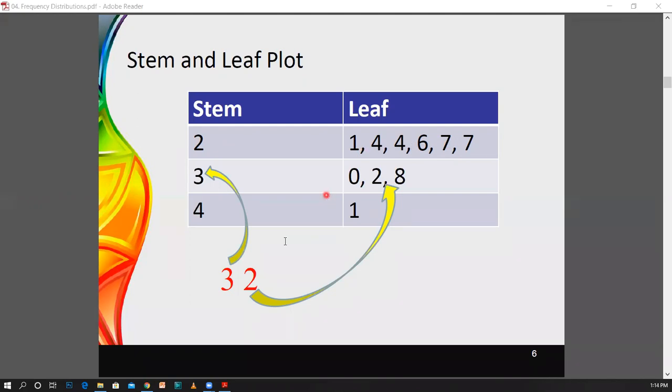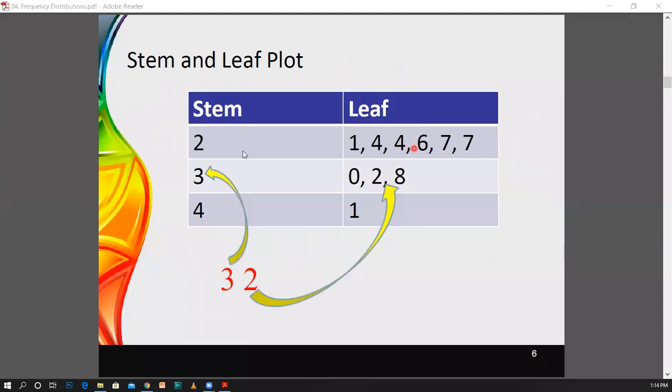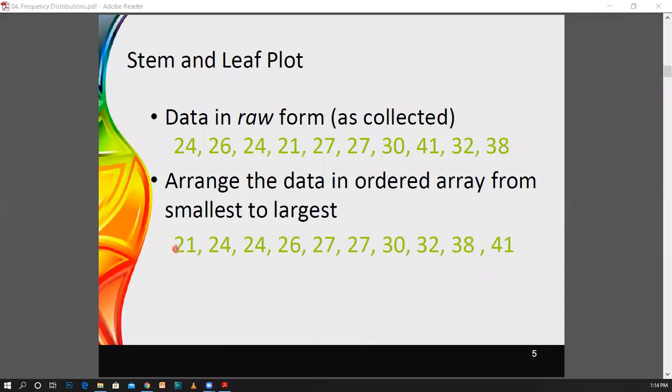Then the third value that we can see here is 24. Therefore, another 4 should appear in this row which is having stem as 2. Now, if you see this set of data, it is from 21 to 27. Therefore, now we have a common stem value. Common stem value is 2 for all this set of data. Stem value is 2, and therefore the leaf values should be 1, 4, 4, 6, 7, and 7.